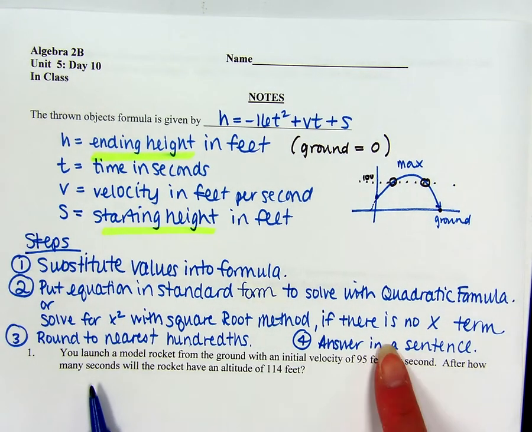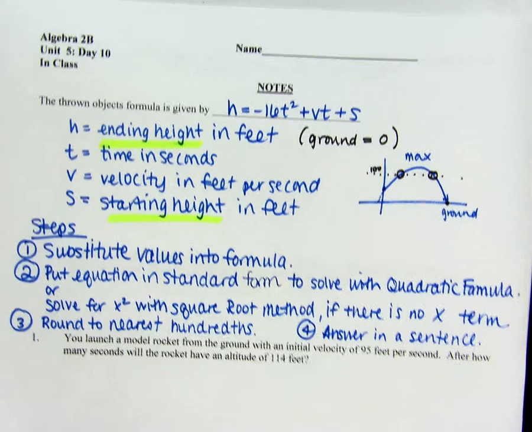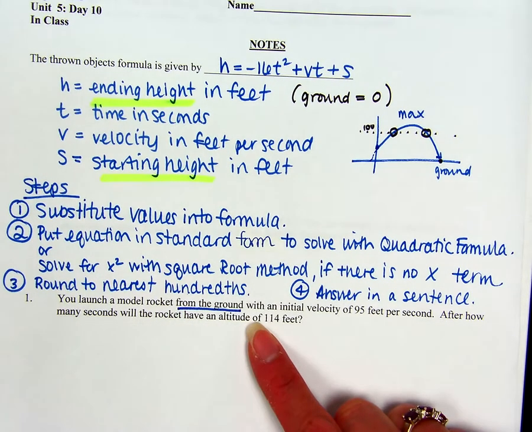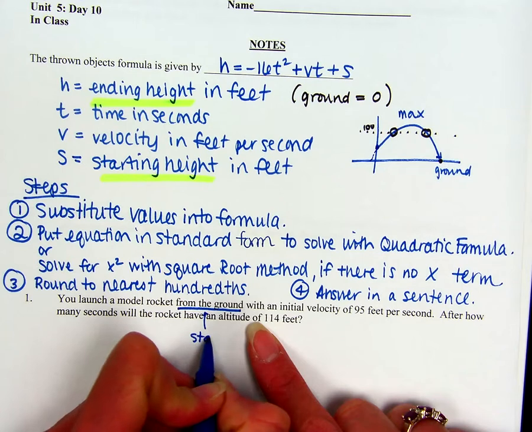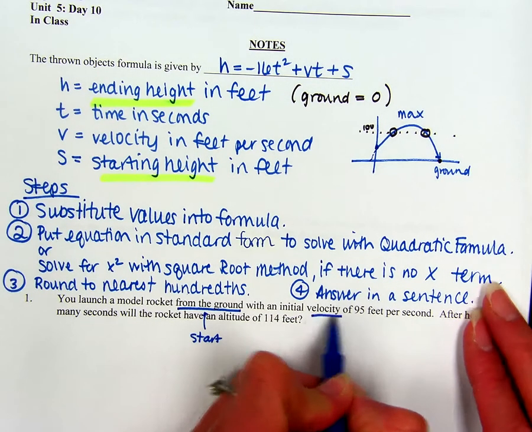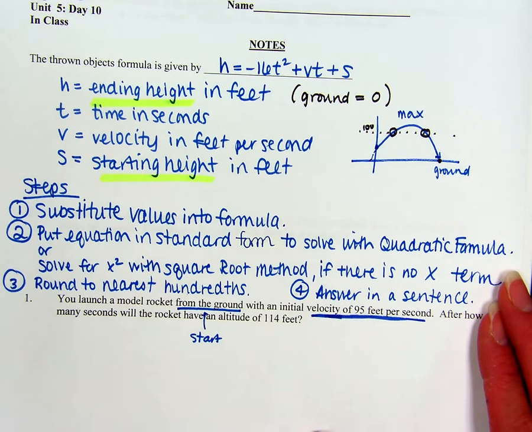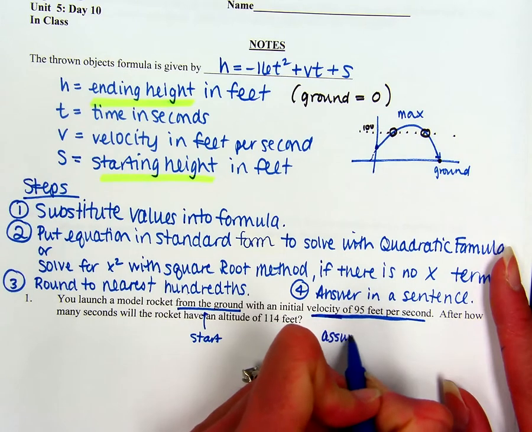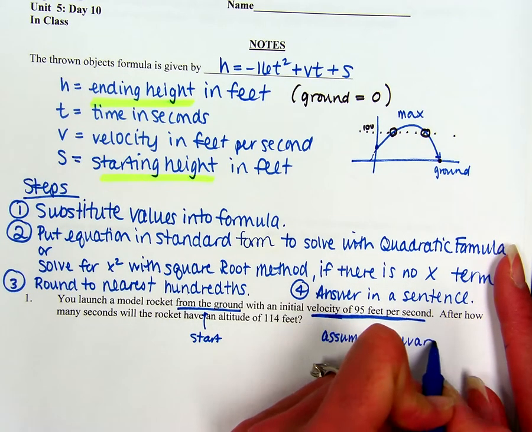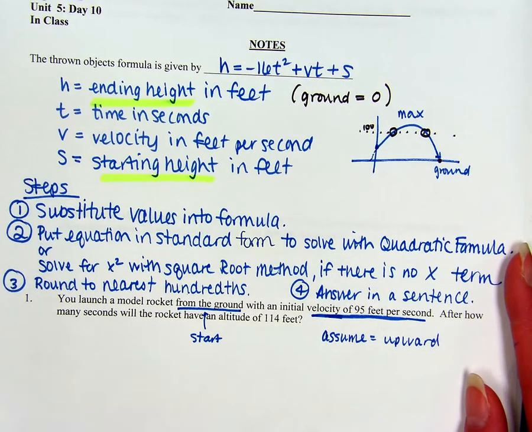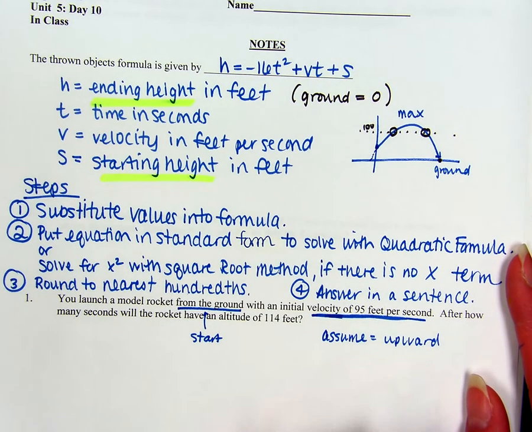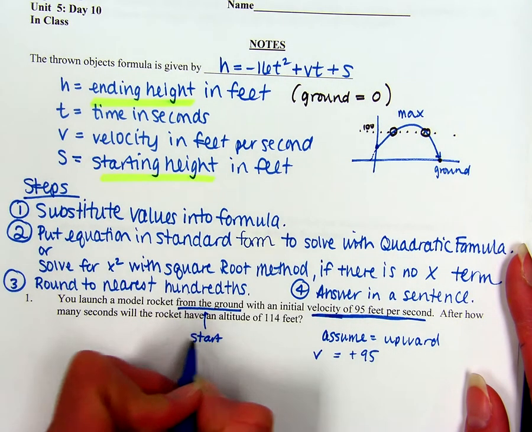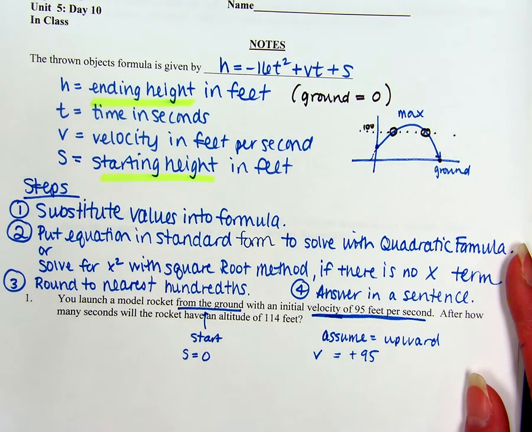Okay, so these are the steps we're going to follow. You can pause the video if you need to, but we're going to move on. All right, so it says you launch a model rocket from the ground. That's your starting amount. This is where you start. With an initial velocity, so here's your velocity, of 95 feet per second. Now this could be launched going upwards or downwards. Assume that it's upward. If we're launching a rocket, it's shooting upwards, unless they say otherwise. So this is a positive 95. That would be our velocity. Our starting height is 0 because it's starting on the ground.